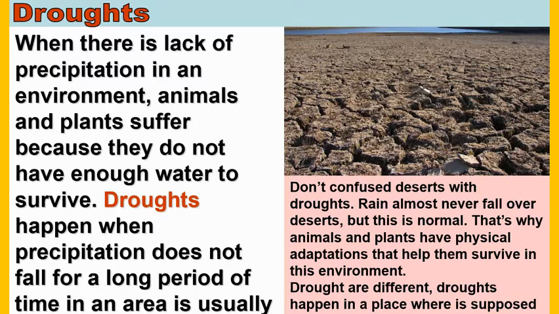Rain almost never falls over deserts, but this is normal. That's why animals and plants have physical adaptations that help them to survive in this environment. Droughts are different. Droughts happen in a place where it's supposed to rain, but for some reason it doesn't for a long time.